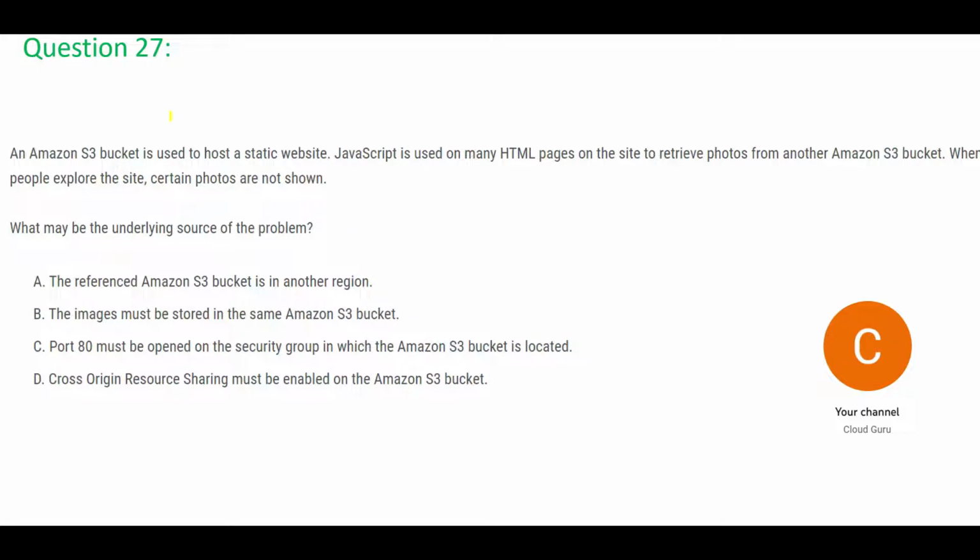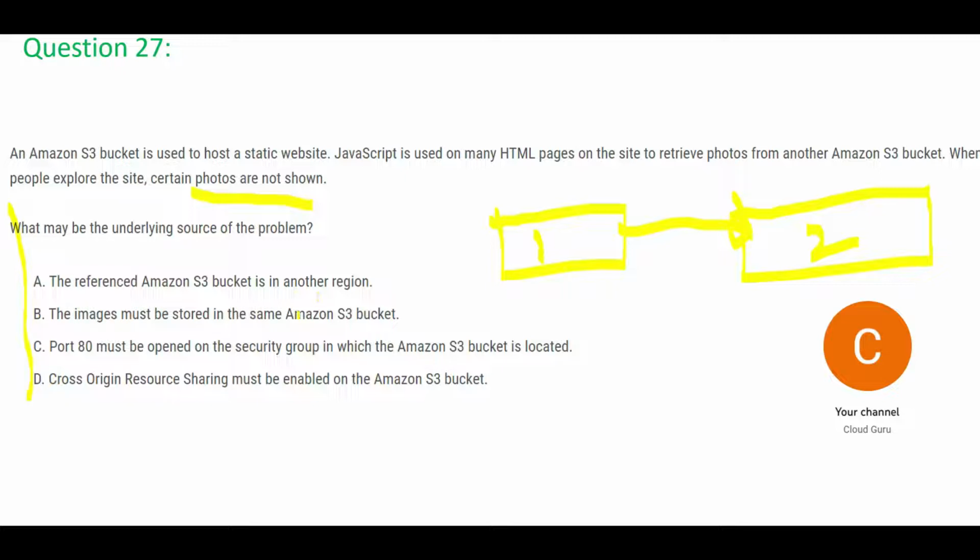Let's move into the next question, question 27. The question is very simple. You have a static website on bucket 1, and it is also accessing photographs from bucket 2. When it is trying to access the photographs in bucket 2, there are certain issues, like certain photos are not shown. We need to identify what can be the root cause of this problem.